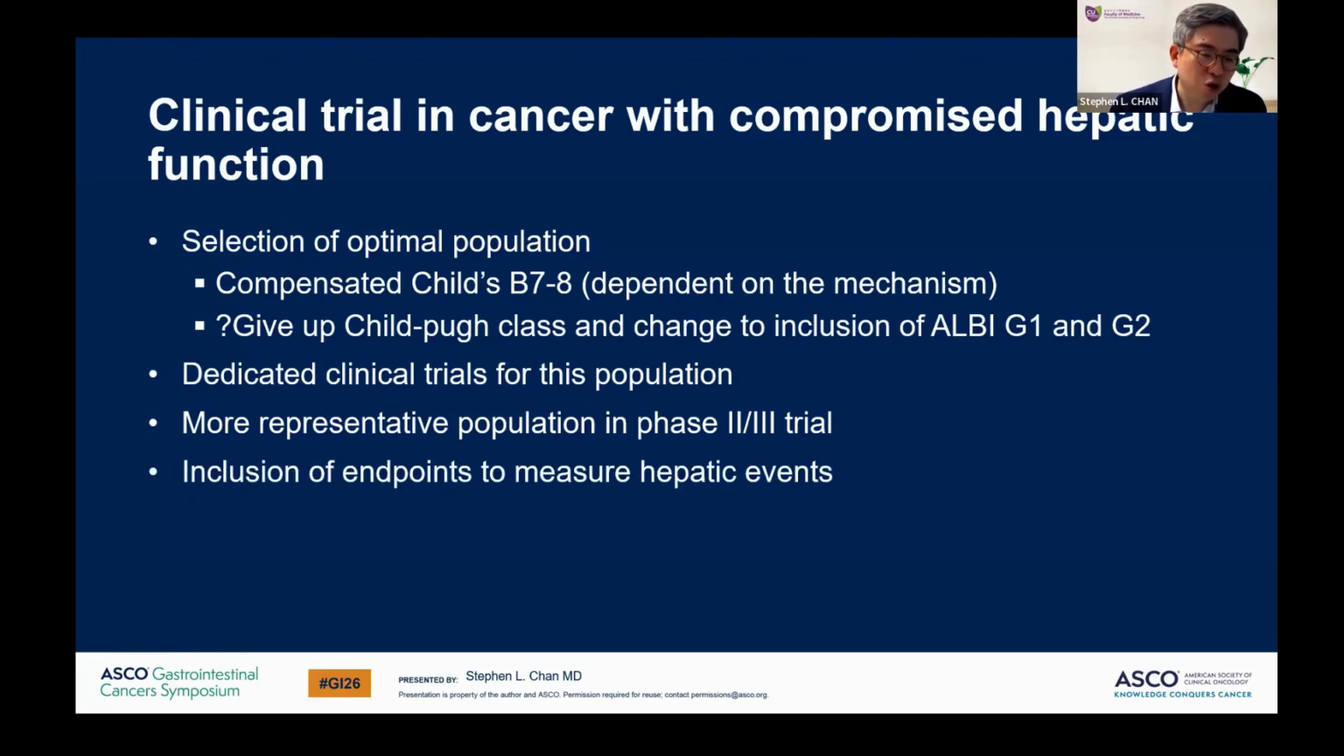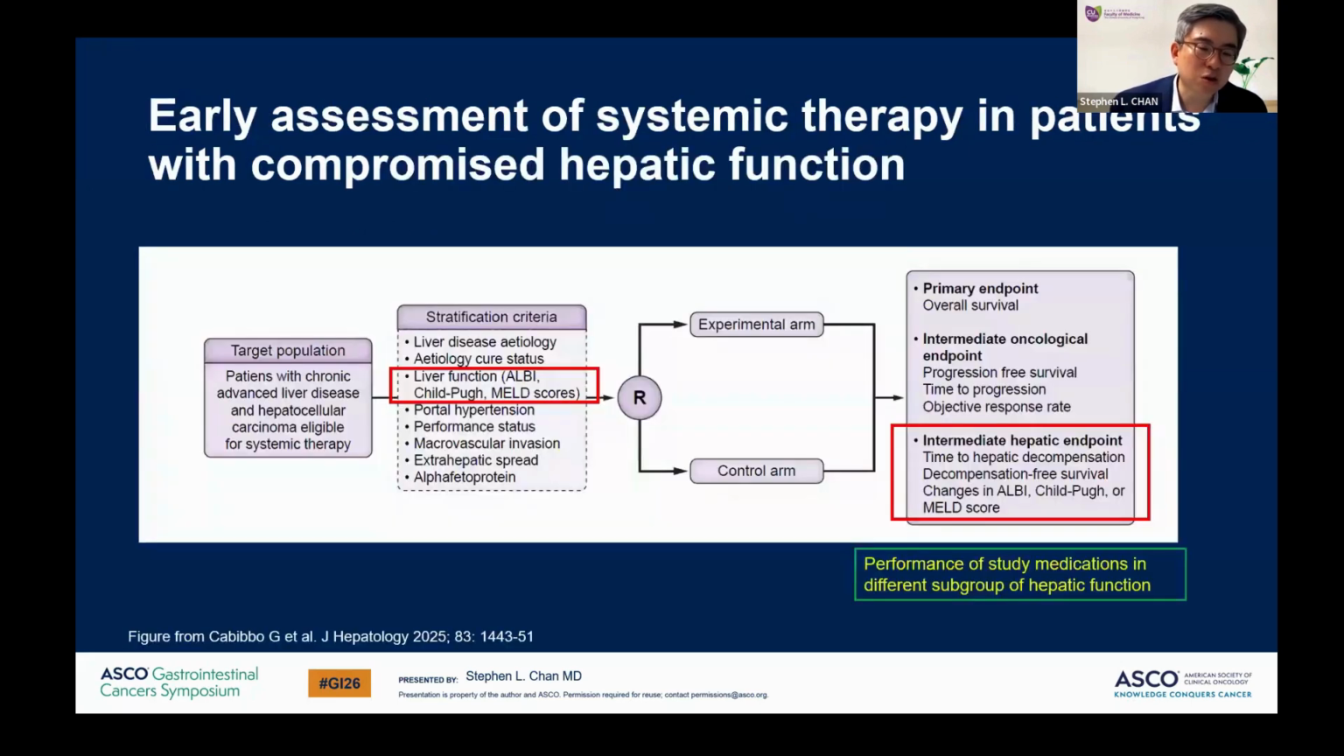And of course, we should also include the endpoints. In the old days, we only looked at survival and response rate, which is more related to the tumor. Then how about the trend of liver function, or patients who die from liver failure? I think these are the important secondary endpoints that we need to capture when we conduct the clinical trials.